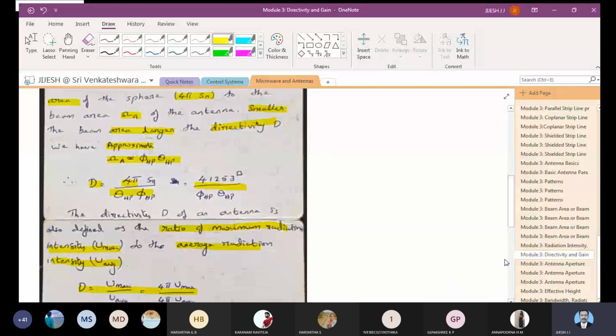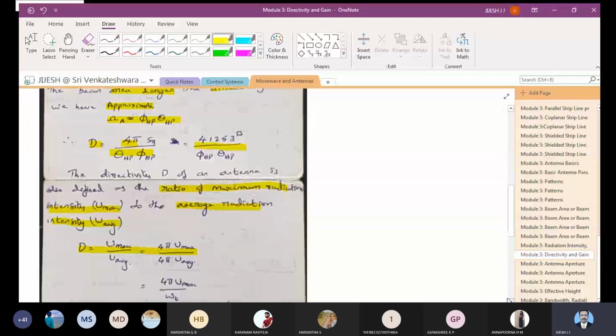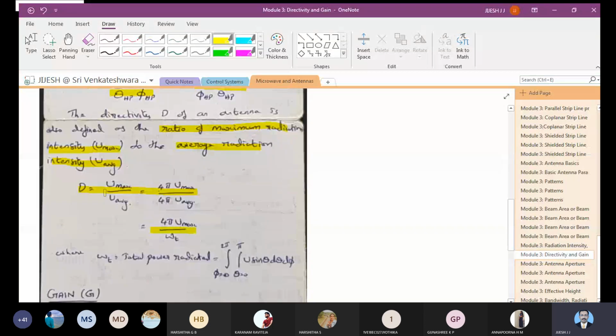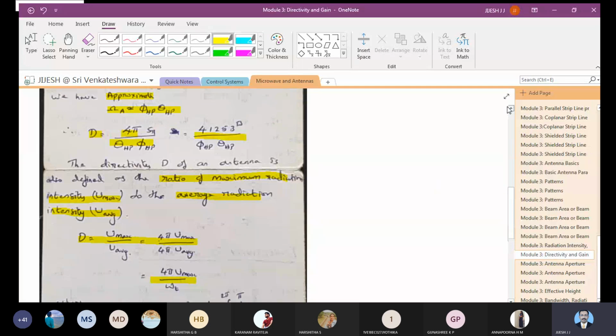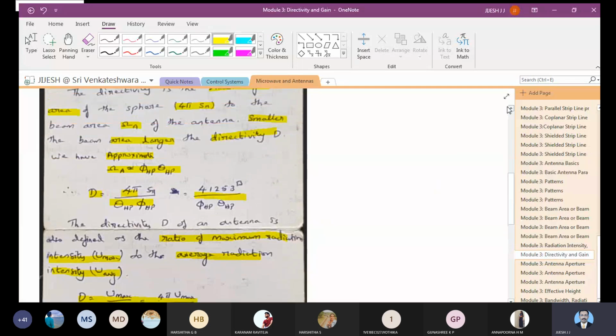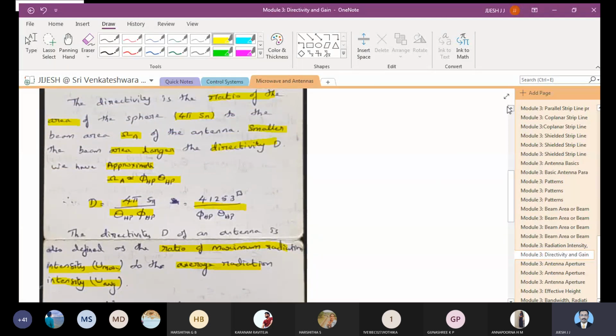Next is gain. So we'll be studying gain in the next class. So just I'll brief you on this directivity, then we will go on to the gain further. So directivity, you got it as U max by U average, another equation. So it is 4 pi U maximum divided by WT. WT is called the total power radiated, or it is given as integral 0 to 2 pi, 0 to pi, U sin theta d theta d phi. So all these equations you will be using. So these are different equations you can say for the directivity. So you can note down these things.